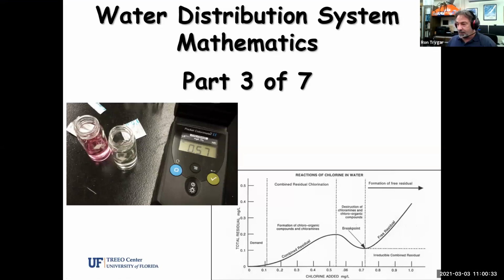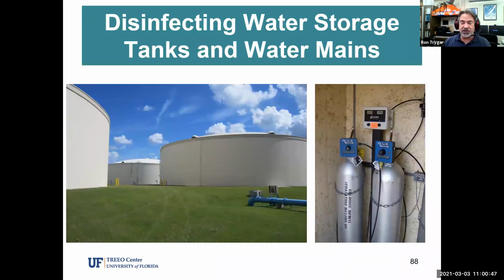Okay, welcome back. Let's get into distribution system math part 3. We're going to get into pounds and the strength of some of these chemicals and how we're going to dose it into the water. So we're going to disinfect water storage tanks. We're going to disinfect water mains. We've got to figure out the volume in gallons. And we're going to use something known as the Davidson's pie chart to help us with this.